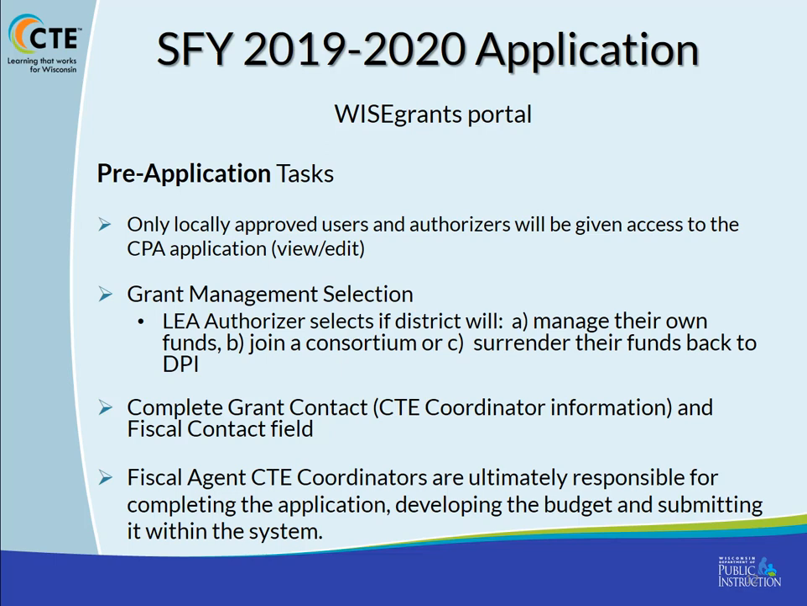Joining a consortium requires entering into an agreement with the fiscal agent of the consortium. If you plan to join a consortium, this should be completed prior to making the selection in WISE Grants. For LEAs who choose to join a consortium as a member, the authorizer must sign an electronic verification following the selection. There will be a new field called Program Coordinator Contact. You should put the CTE coordinator contact information in that field. For member districts of a consortium, this should be filled in with the district designee who will be working with the fiscal agent. CTE coordinators are responsible for making sure all application tasks are completed as prescribed.